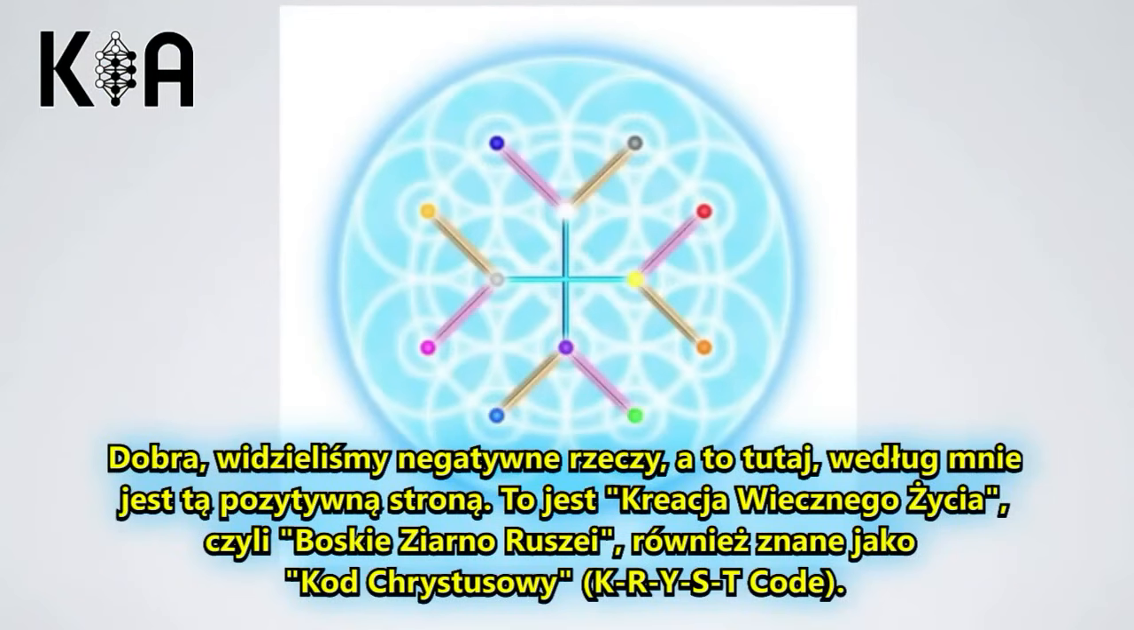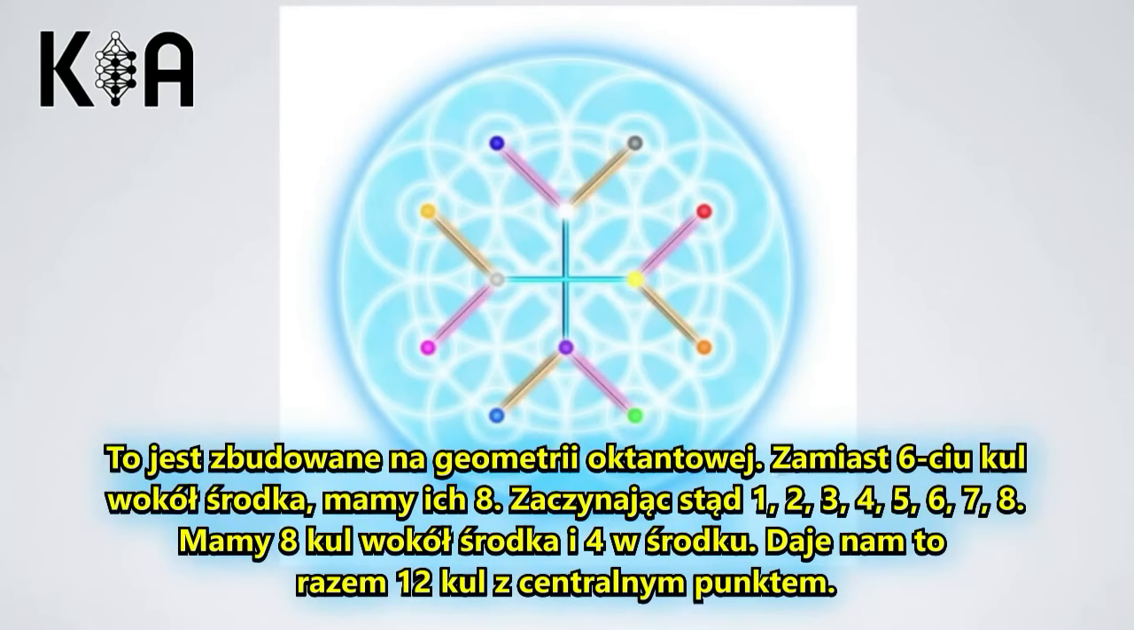Now this is what I consider to be the positive. This is eternal life creation. This is the Ruche Godseed, also known as the Christ code, Kryst, the Christ code, and this is based on octant geometry. So instead of having the 6 balls round the centre, you actually have 8. So if you start here, 1, 2, 3, 4, 5, 6, 7, 8. So you have 8 balls around the centre, and you actually have like 4 in the centre. So it creates 12 spheres and the centre point as well.